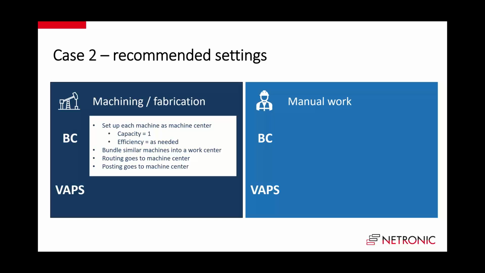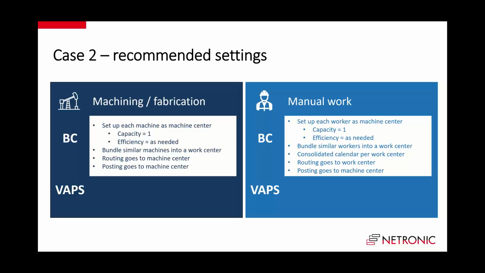So you're very granular here overall, right? You set up every machine as a machine center. You set up the capacity there to 1. You give it the shop calendar, the efficiency as needed, and then everything like routing and the posting goes to the machine center. So quite granular here. With the manual work, I also recommend, and I will come to this later, to set up each worker as a machine center.